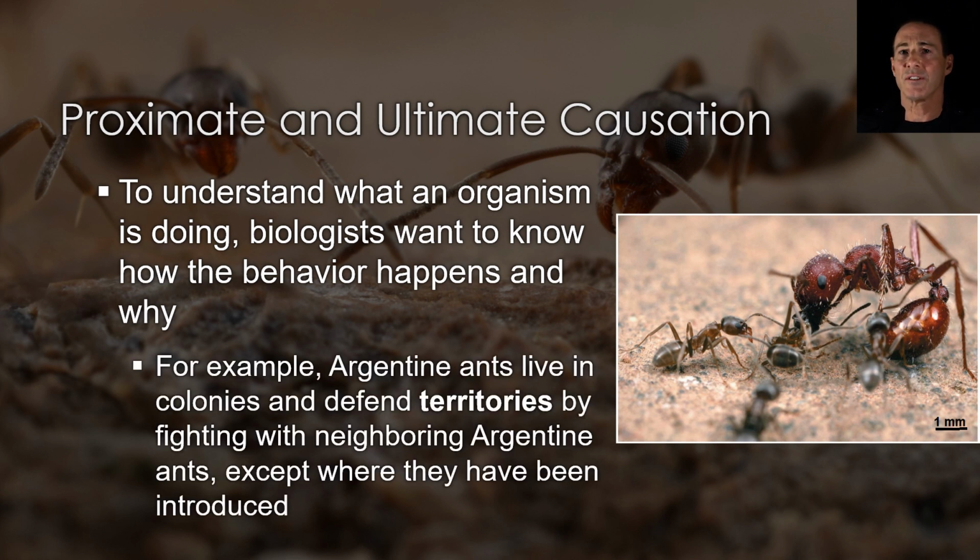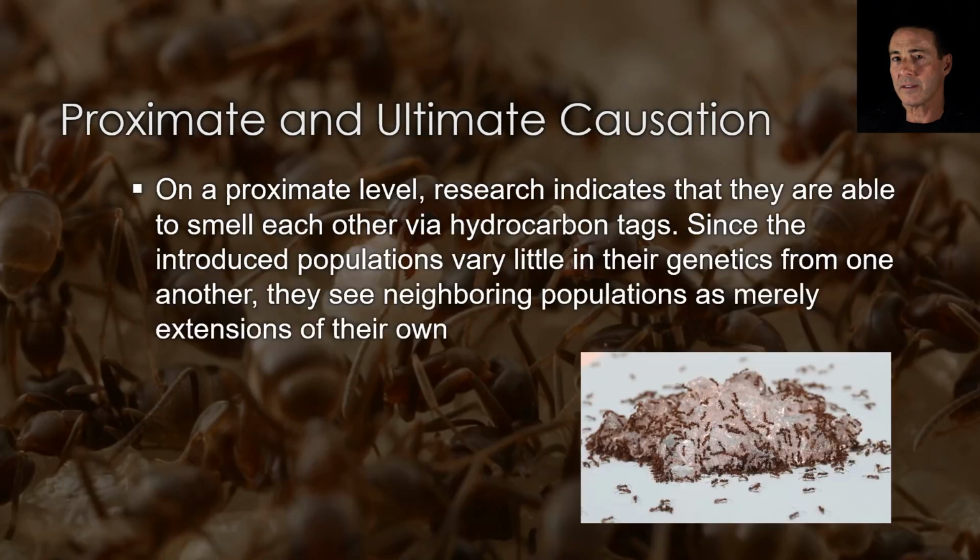One example is the Argentine ant. In Argentina, where they come from, they live in colonies and defend their territories from other Argentine ant populations. But human food shipments have allowed the ants to invade regions all over the world. The colonies do not fight each other here and instead team up as super colonies to fight the native ants.